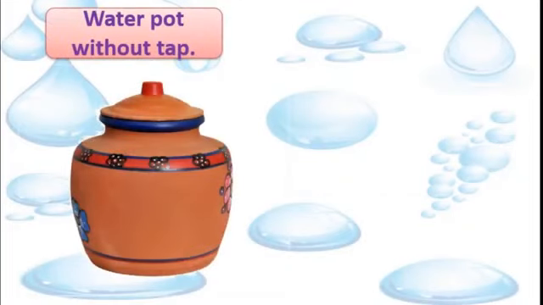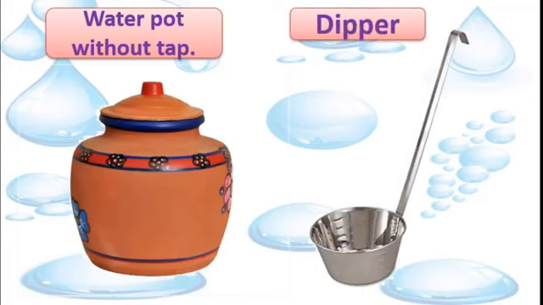Water pot without tap. If we dip our hands in the water to take it out, the dirt on our hands can enter the water. So, we use a dipper to take the water and we replace the lid at once. Correct?